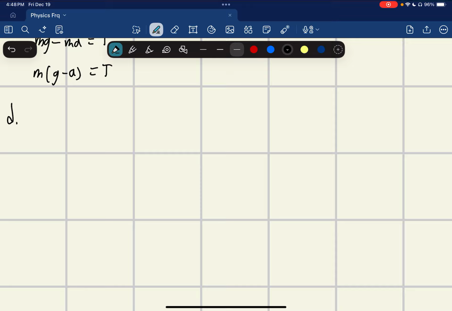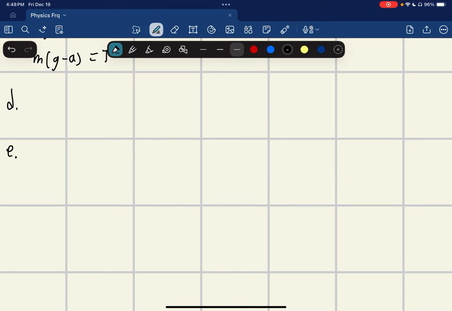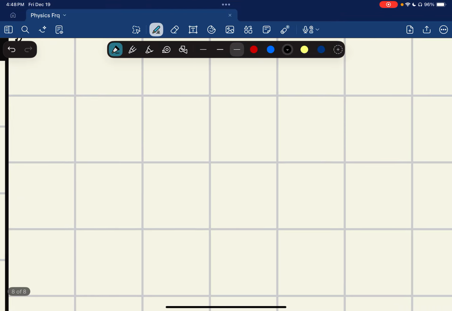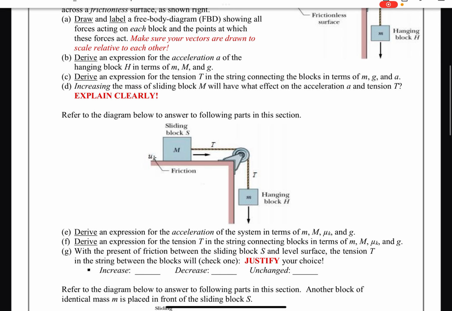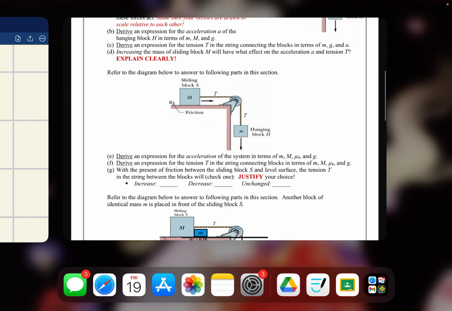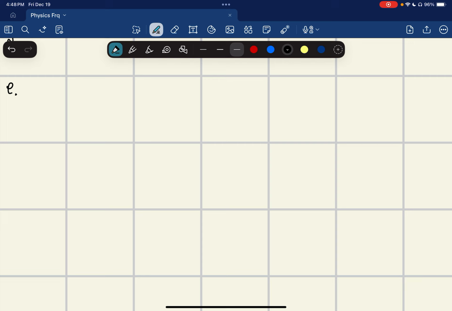Part E. Here in E, the scenario changes as well. So now there's friction between the surface and block S. And then part E asks us to derive an expression for the acceleration of the system in terms of lowercase m, capital M, mu, and G.